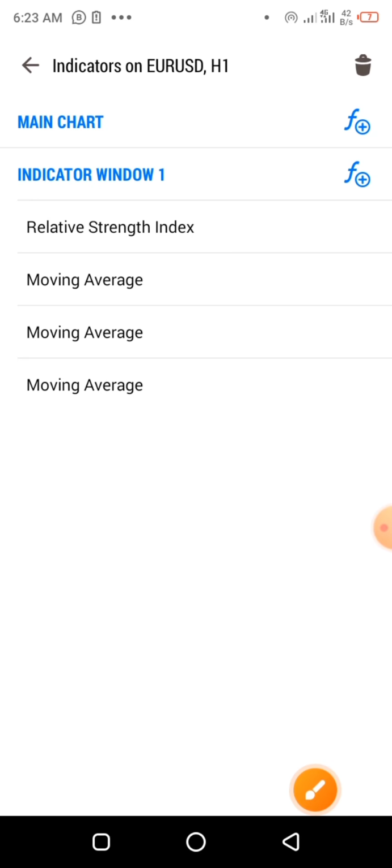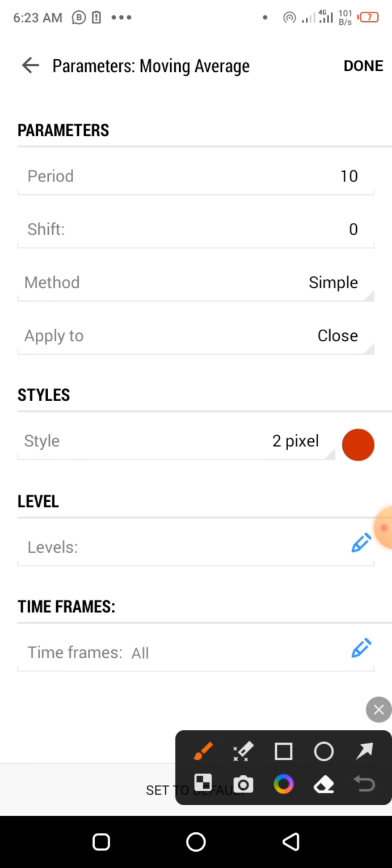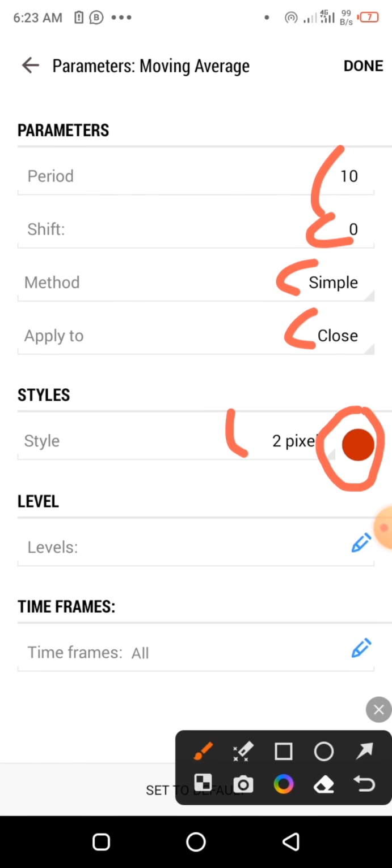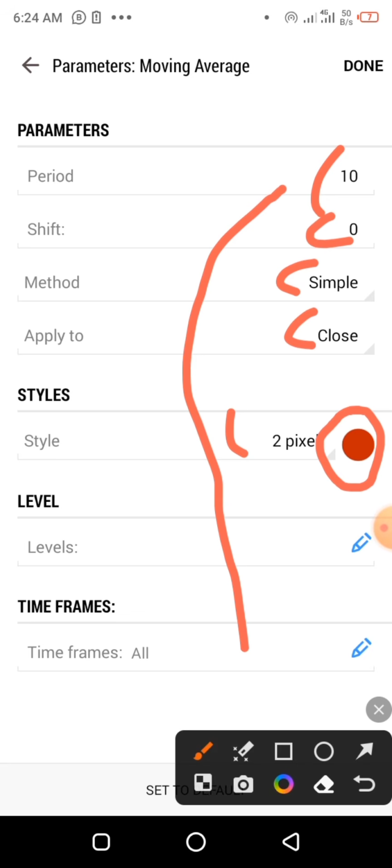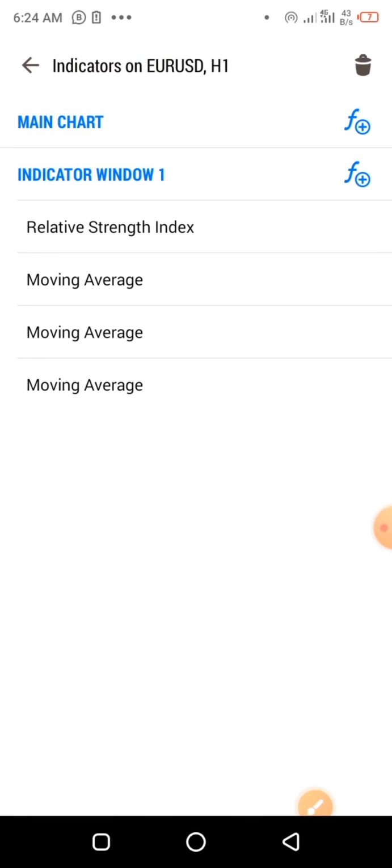So you go back to your indicator windows again, and you look for your third moving average. And in this third moving average, the period right here is going to be 10, shift is 0, the method is simple, apply to close, then in your style use 2 pixel. Okay, as you can see right here, I used color red, so make sure you also use color red and use every single parameter you see here in the chart. Alright, so if you have all of that set up, you click on done.